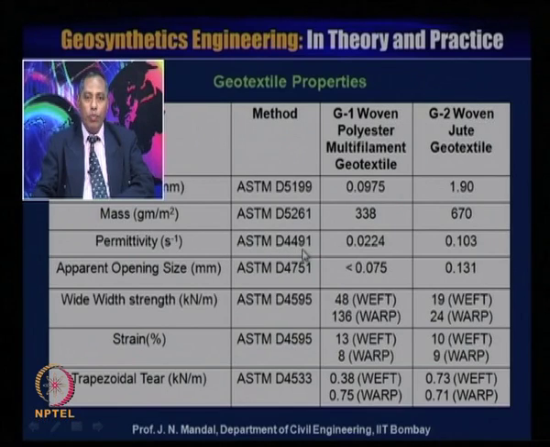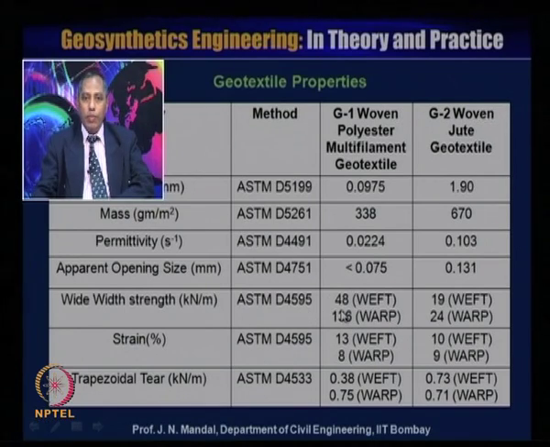Permittivity as per ASTM D4491 for the woven polyester multifilament geotextile is 0.0224 and for jute geotextile 0.103. Apparent opening size as per ASTM D4751 for woven polyester geotextile is less than 0.075 millimeter and for jute geotextile 0.131 millimeter. Wide width strength as per ASTM D4595 has a weft and warp direction.